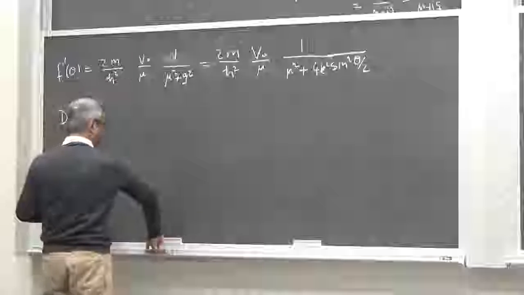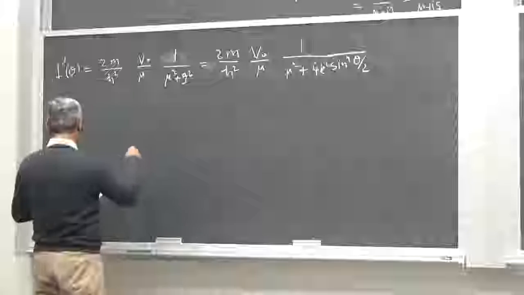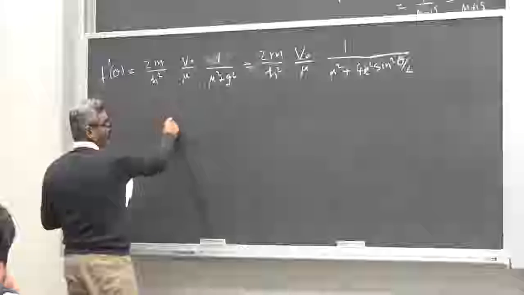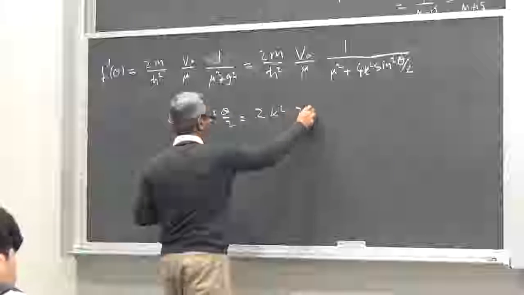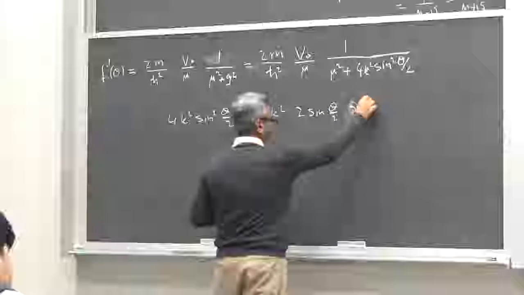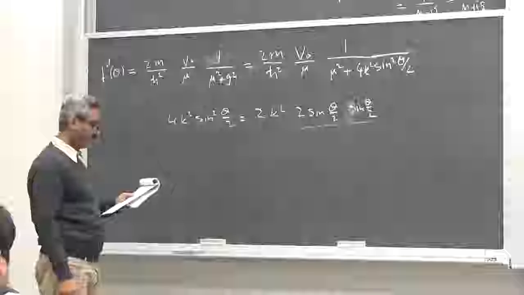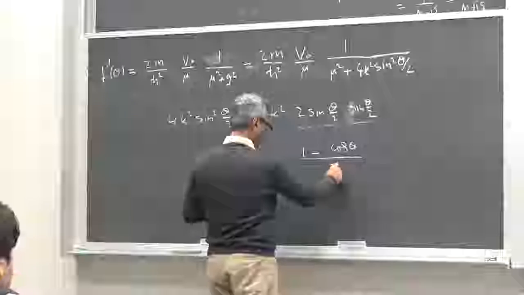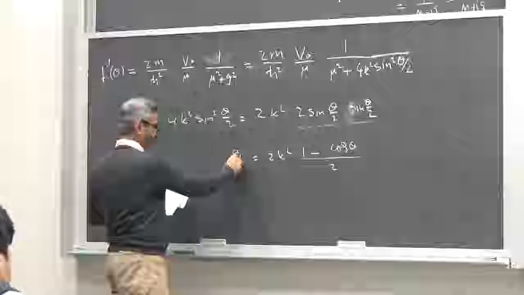There is one more simplification. If you want it to look more like that, then this thing, 4k squared sine squared theta over 2, can be written as 2k squared times 2 sine squared theta over 2, right? What is sine squared theta over 2 equal to? It is 1 minus cos theta over 2. So this is 2k squared, and so q squared is basically equal to this.